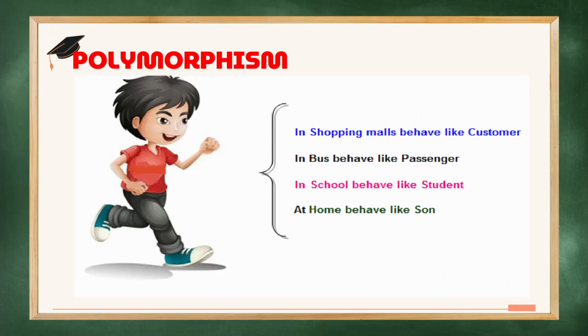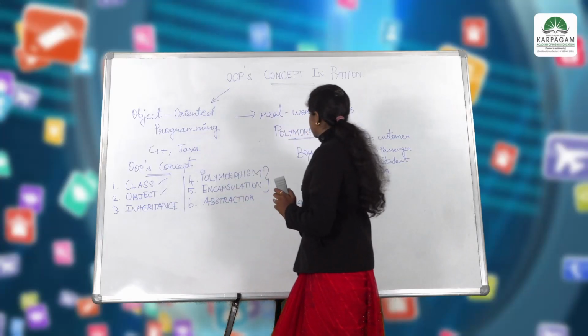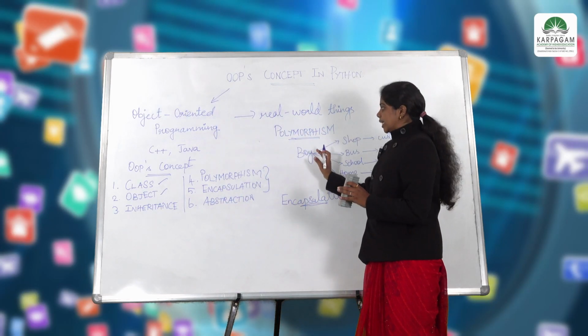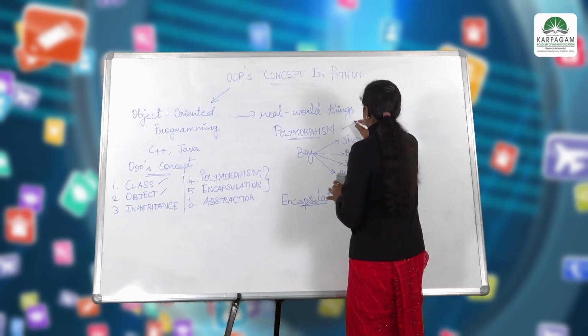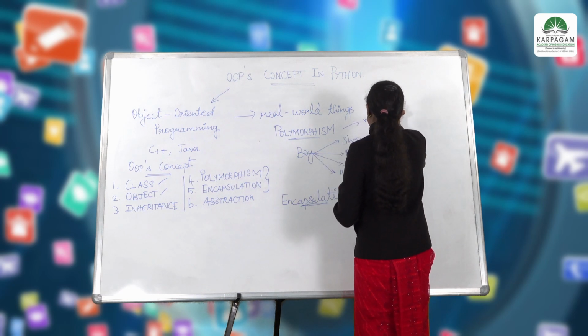Now we'll see the next one, that is the fourth one, polymorphism. See here, polymorphism and encapsulation. These two concepts depend upon inheritance in Python. We'll see polymorphism first. Basically, polymorphism means many forms.